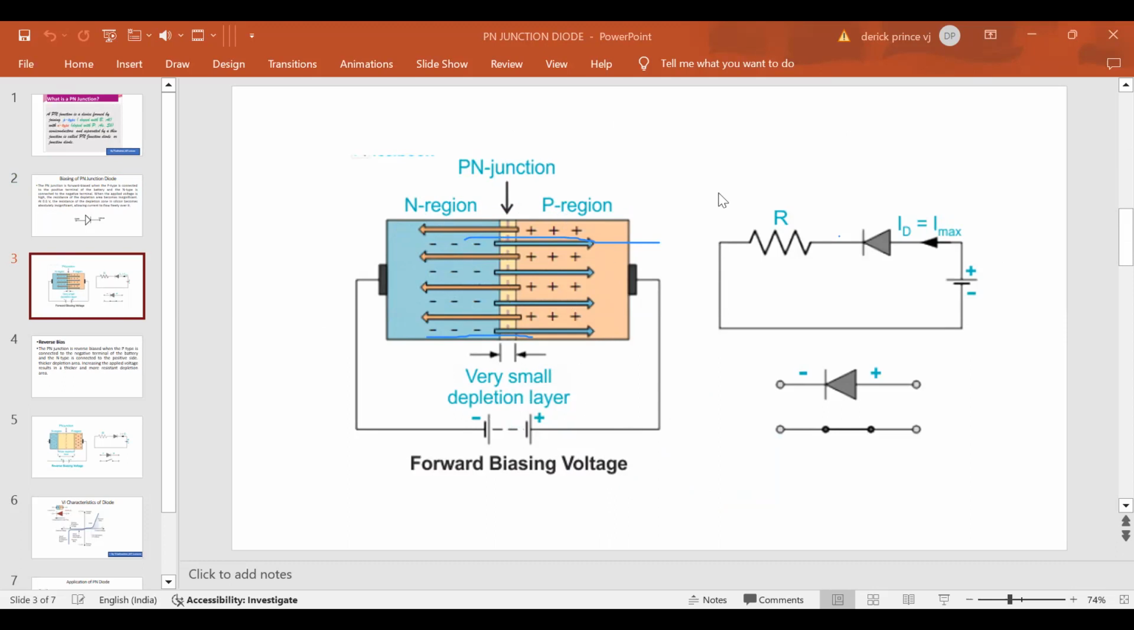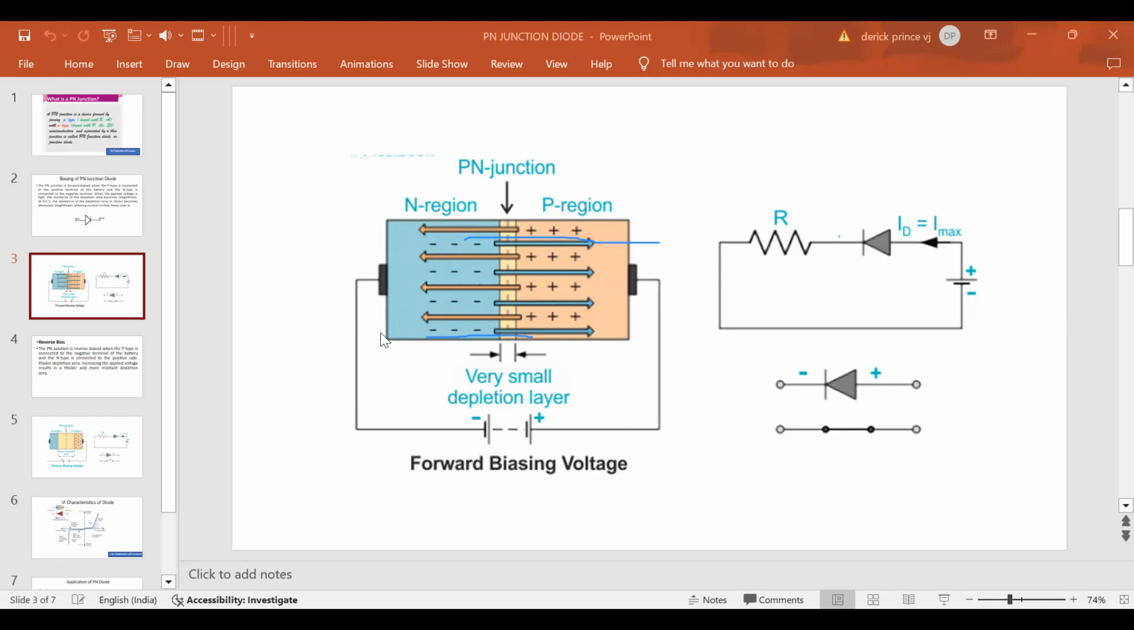Either way, you can draw NP or you can draw PN. But the only thing is, if on the left hand side you have the N region, minus, then you have to connect it with minus. So this is biasing of your PN junction diode.